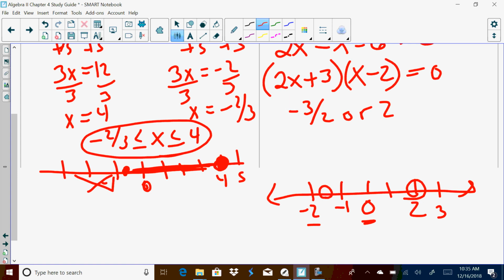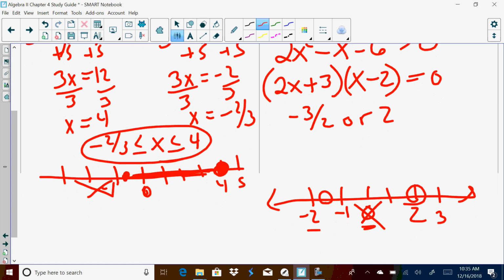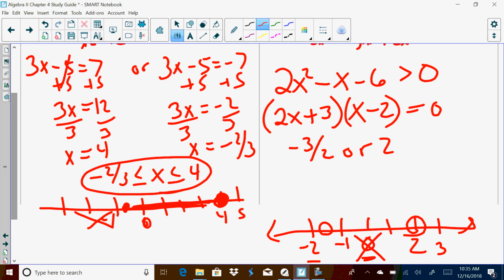So 0, when I plug it back in, I end up with -6 is greater than 0, which is not true. So I know that this isn't true. 3, when I plug it back in, I get 9, 18. 18 minus 9 is 9, minus 6 is 3, which is greater than 0. So this part worked. And then when I plug in -2, I get 4 times 2 is 8 plus 2, which would be 10 minus 6 is 4. So that works as well. So this is my number line, but my inequalities are x is less than -3/2 or x is greater than 2.